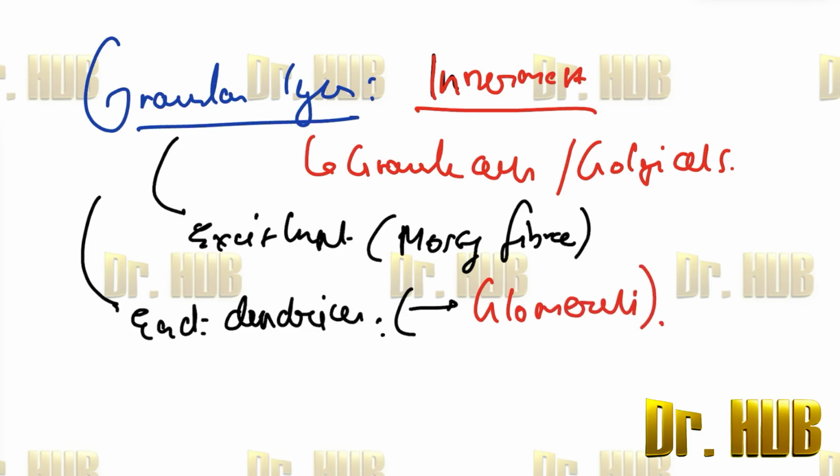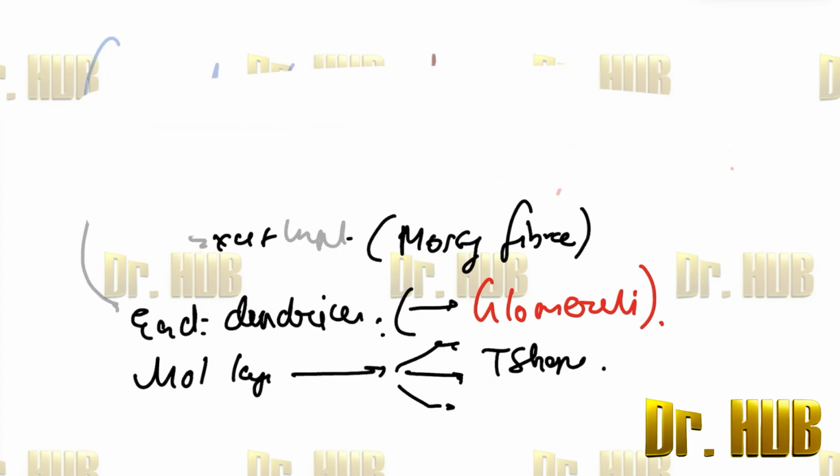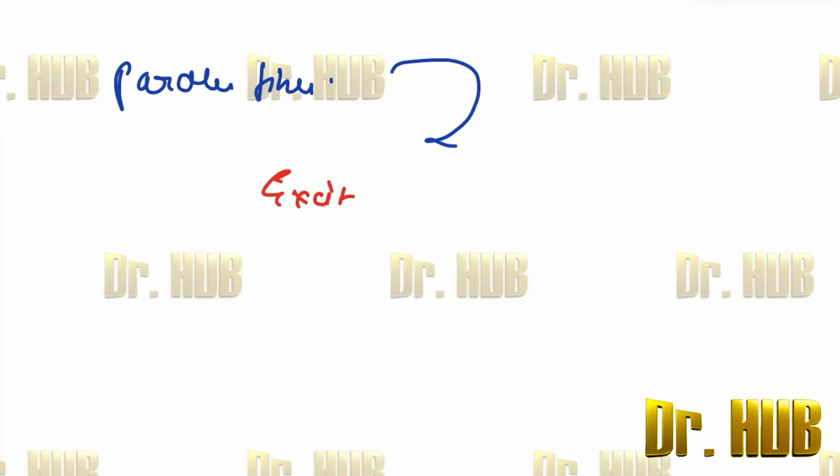The axon from the granule cells travels into the molecular layer and bifurcates into a T shape. The branches formed from the T are known as parallel fibers, and these parallel fibers form excitatory synapses with the Purkinje cells.